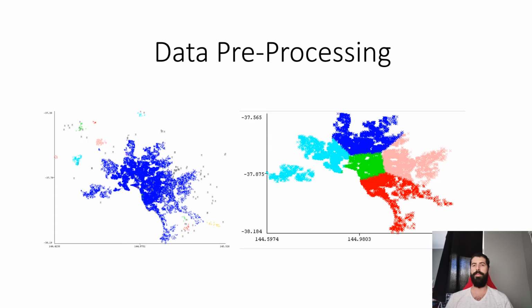Next, DBSCAN was used to remove noise from our data, and finally, k-means was used to cluster our data into 5 clusters. From here, some preliminary knowledge was gathered, and we moved on to classification.